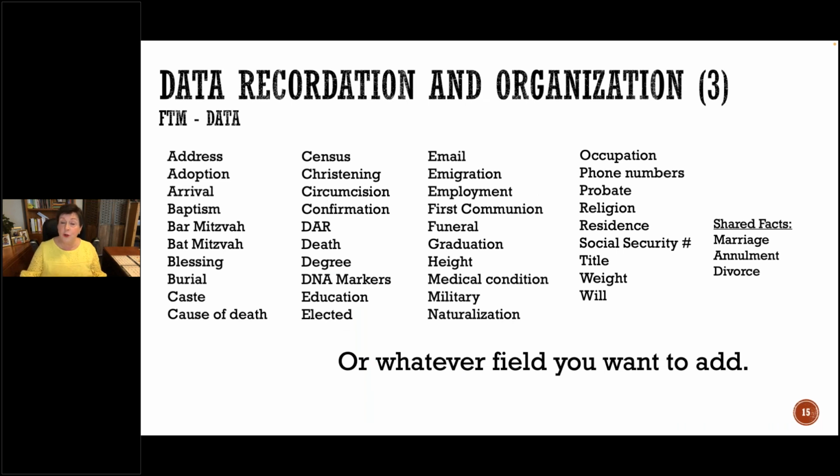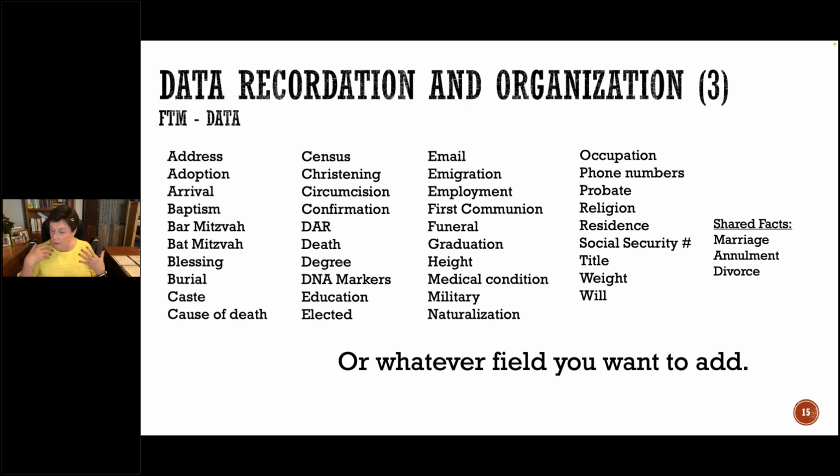Now, you don't have to come up with these field names all on your own, because Family Tree Maker will provide you with some ready-made fields. And this is the list of Family Tree Maker data fields: address, adoption, arrival, baptism, bar mitzvah, bat mitzvah, going all the way down to even weight. I don't have that one in, that's not one of the fields that I have included, by the way. Military, I don't know if I could get the weight of all of my collateral relatives. But you can create your own. If you wanted hair color, you could add that as a field. So you want to do that to start off.